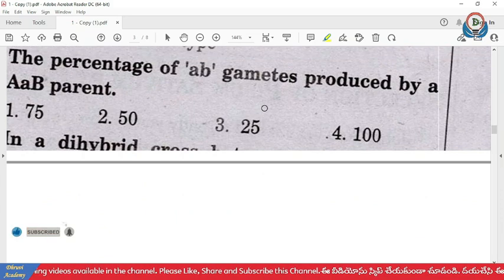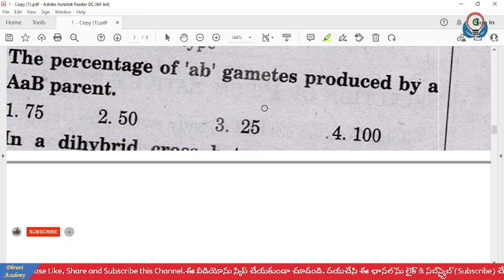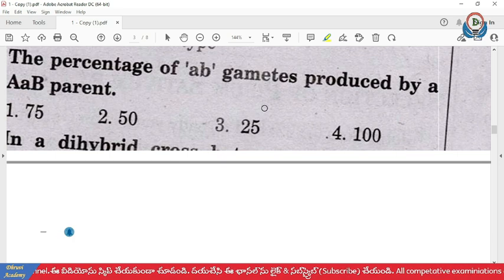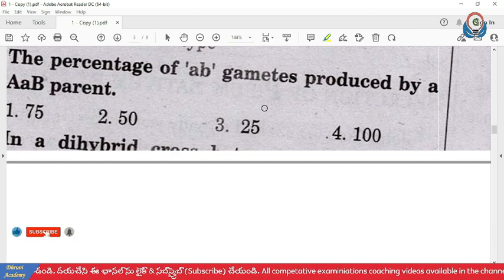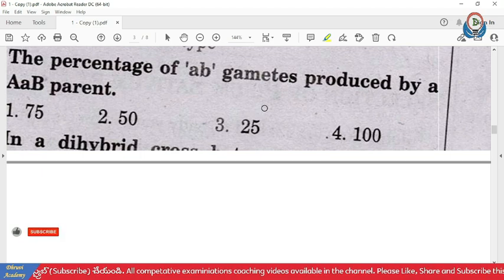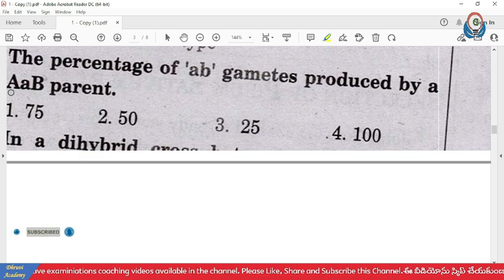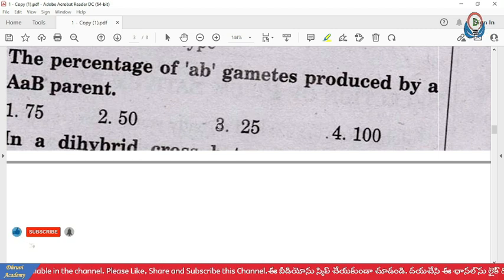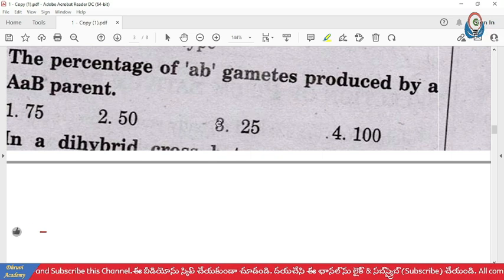Next, the percentage of AB gametes produced by a capital A, small a, and capital B parent. Is it 1, 75, or 2, 50, or third, 25, and the fourth, 100 percent? They are asking the percentage of AB gametes produced by a capital A, small a, and capital B parent. How much percentage of AB gametes is produced? The answer is the third one, 25.